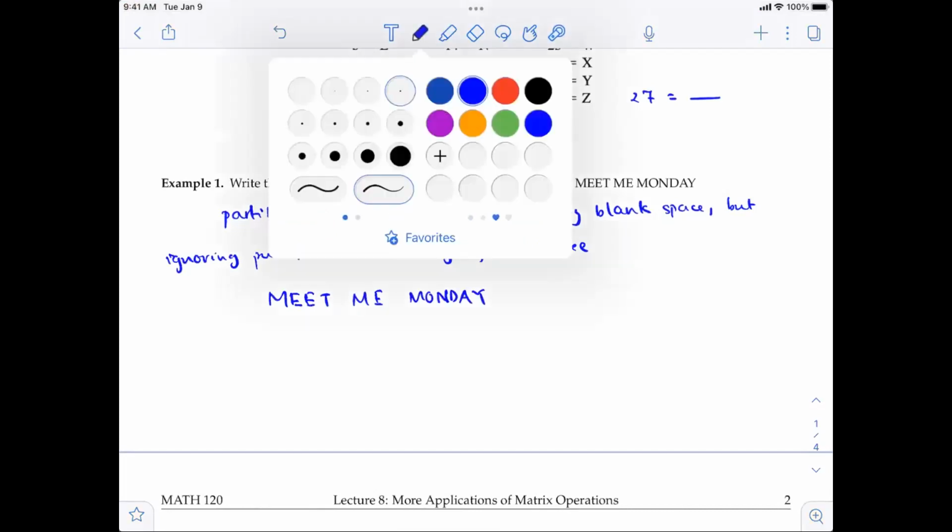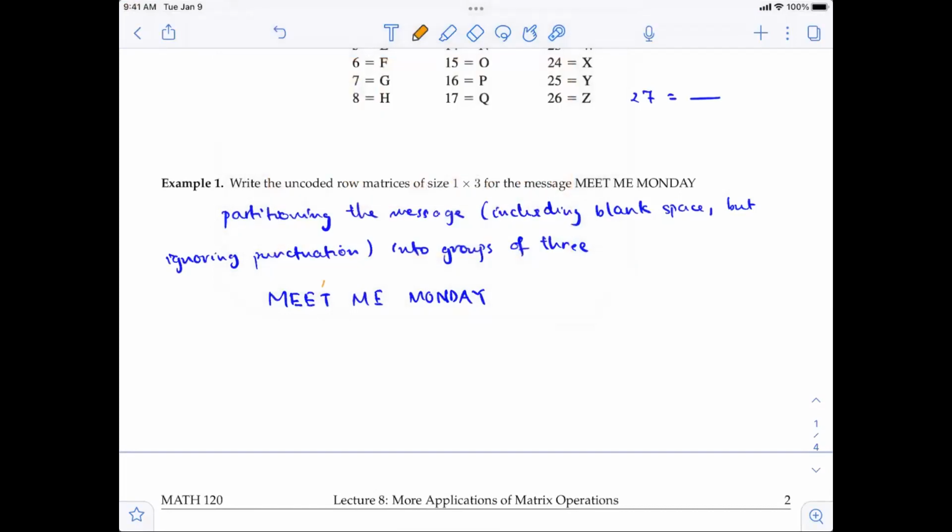You can break this down into MEE, and then T spacing M, and then E spacing M, and then O and D, and then AY, and then the last component of this last row matrix is a spacing as well. So there's some spacing at the end.